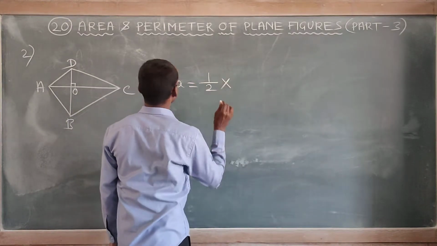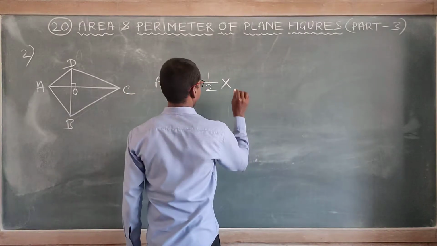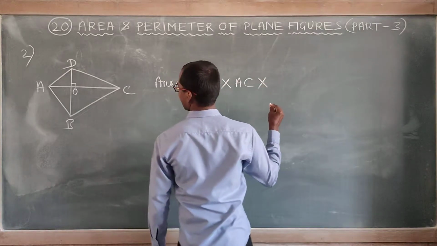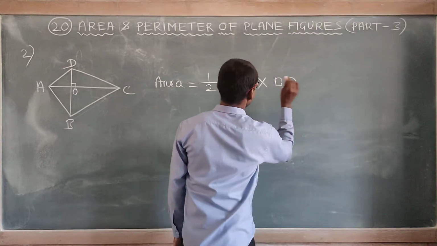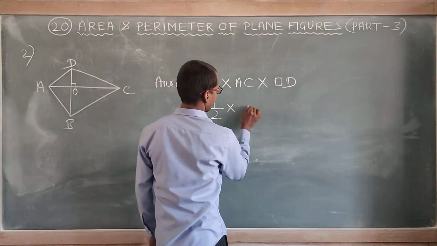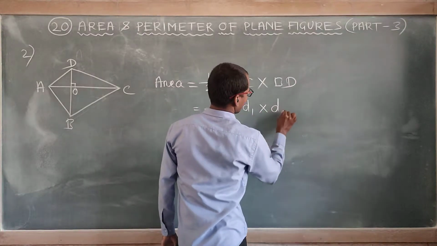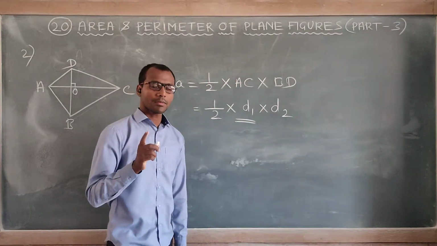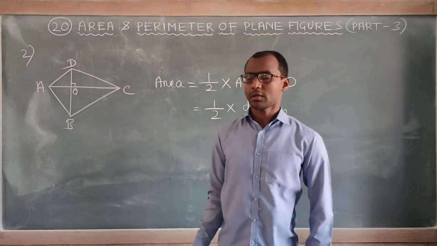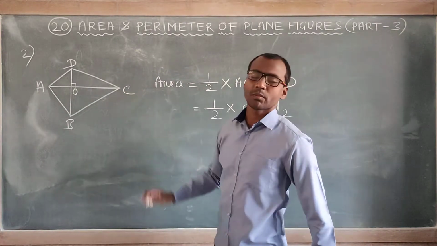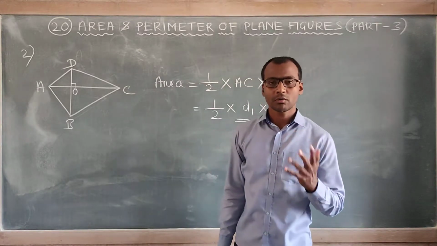half into product of diagonals, AC into BD, or if you generalize, half into d1 into d2, half into product of the diagonals, if the diagonals are perpendicular to each other. So this formula can be used for such type of quadrilaterals in which diagonals are perpendicular to each other.